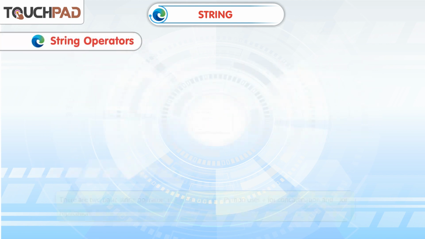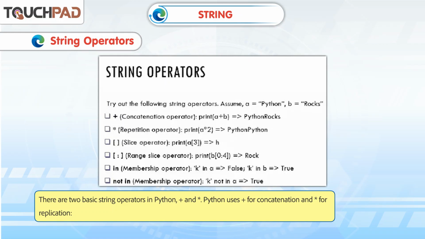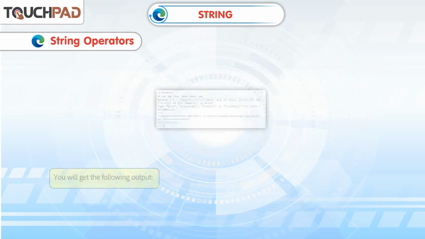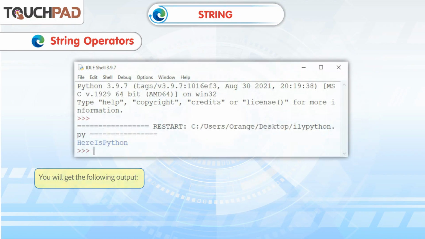String operators. There are two basic string operators in Python, plus and star. Python uses plus for concatenation and star for replication. String concatenation operator. Plus. String concatenation operator joins two or more strings into one. Program 8 to join two or more strings using string concatenation operator. You will get the following output.